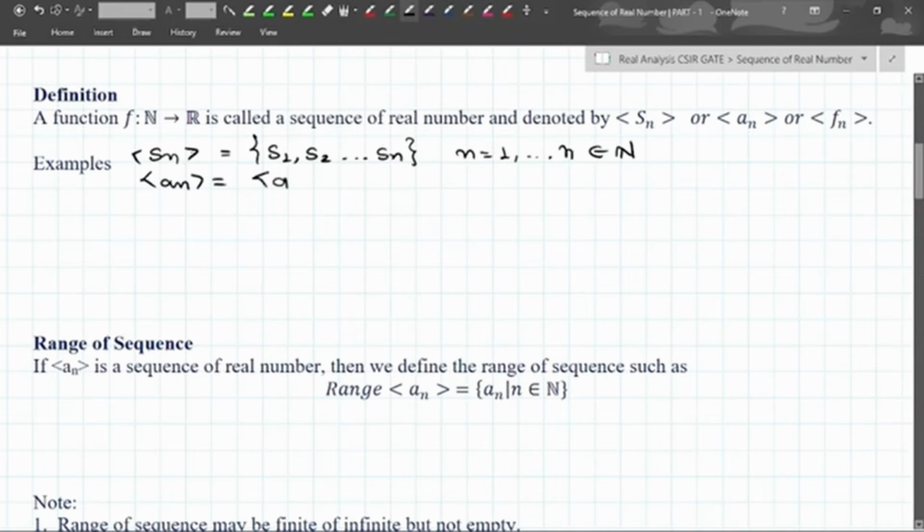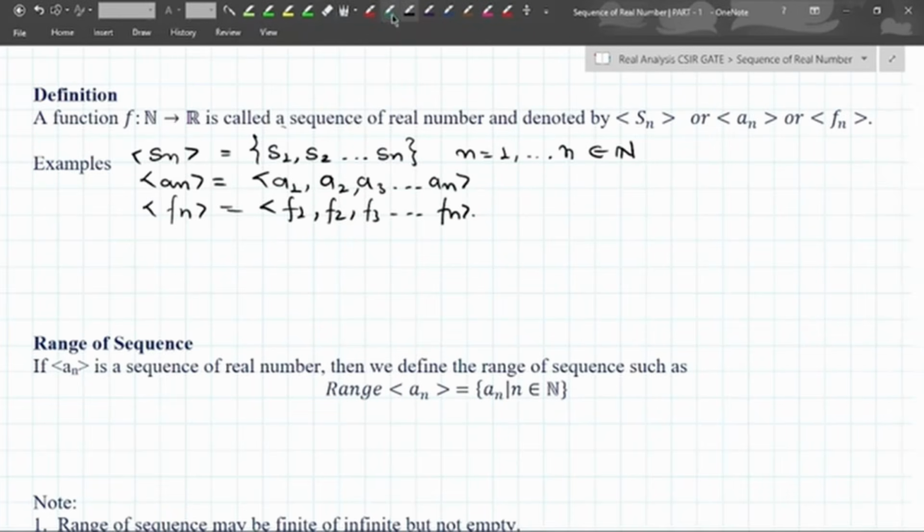Here Sn is a sequence, and it is represented like this: S1 again a sequence, S2 again a sequence. So this is the notation. And if it is An, then A1, A2, A3 up to An. Similarly, if I write Fn, then it is F1, F2, F3 up to Fn. So these are some notations.